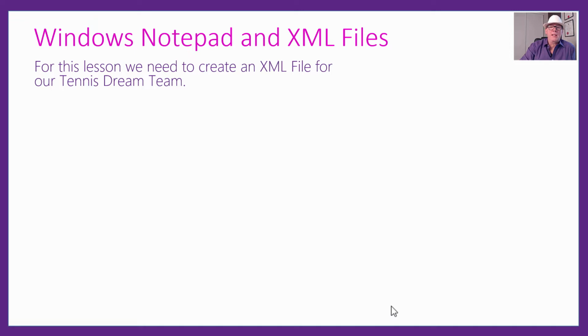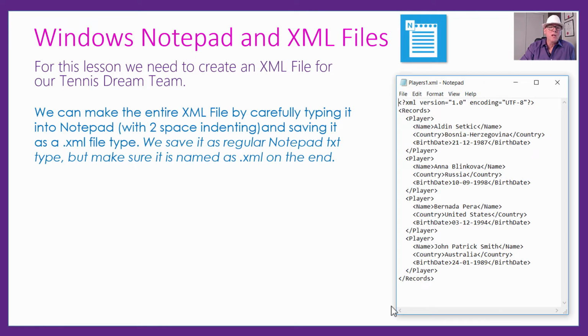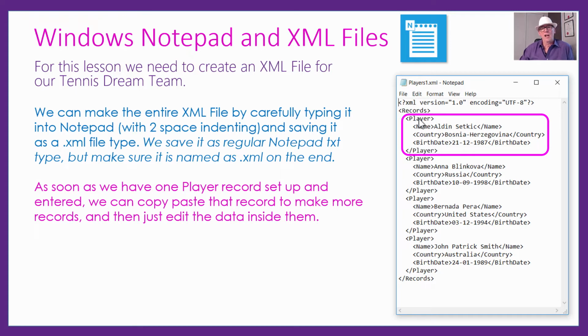Now for this lesson, we need to create that XML file for our Tennis Dream Team. We've been looking at it here on the screen in its finished version, but how did we make that? How are we going to create it? You can make your entire XML file by just carefully typing it into Windows Notepad, which comes with the Windows 10 operating system. You can start that up and carefully indent your two spaces, put your arrows and your tags and all that stuff and get the whole thing typed in, and that will work fine. You just save it still as a text file because XML is plain text, but you have to put a .xml on the end. So it's not a .txt file as usual, it's a .xml.